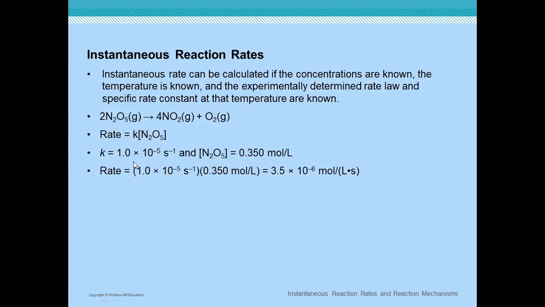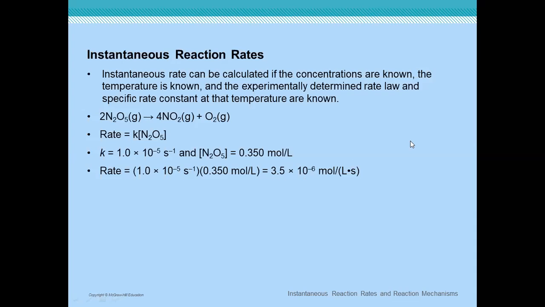k equals 1 times 10 power negative 5 second minus 1, and N2O5 equals 0.350 mole per liter. So the rate equals k, 1 times 10 power negative 5, times the concentration of N2O5, which equals 0.350 mole, equals finally 3.5 times 10 power negative 6 mole per liter per second. So it's called instantaneous reaction rate. Understand me till now? Any problem?